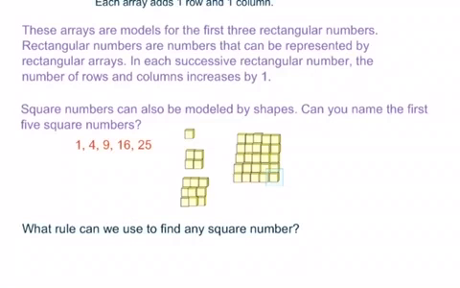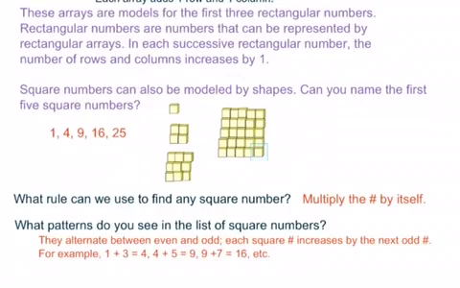All right, well, hopefully you know that the first 5 square numbers would be 1, 4, 9, 16, and 25, okay? And I modeled some of those for you here, 1, 4, 9, 25. I didn't get the 16 in the picture, sorry about that, but you can see the concept here. So what rule can we use to find any square number? Give that some thinking, jot down your thoughts, and then come on back.